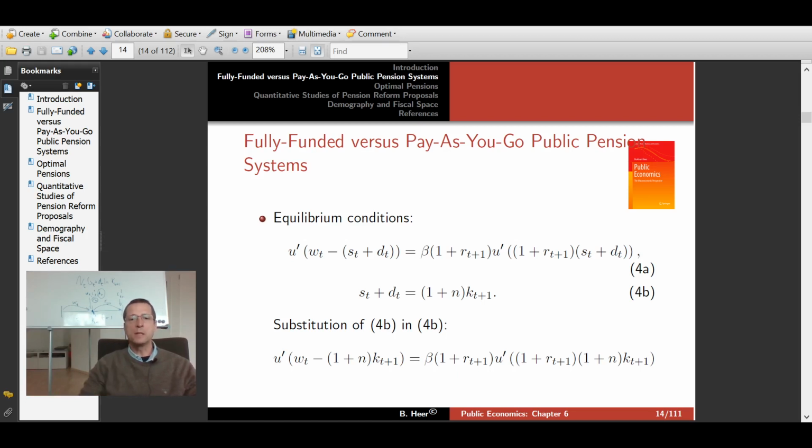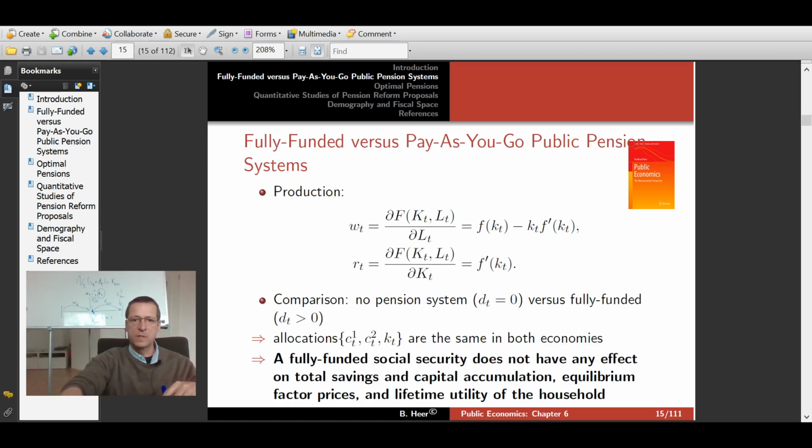So it doesn't matter how much we contribute to the pension system. Our allocations c_1t, c_2t, k_t are the same in both economies. We conclude a fully funded social security system does not have any effect on total savings and capital accumulation, equilibrium factor prices, and lifetime utility of the household.